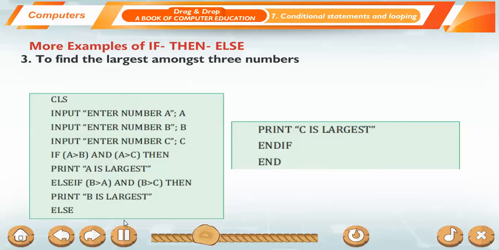C. If A is greater than B and if A is greater than C, then print "A is largest". Else if B is greater than A and B is greater than C, then print "B is largest". Else print "C is largest". End if. End.